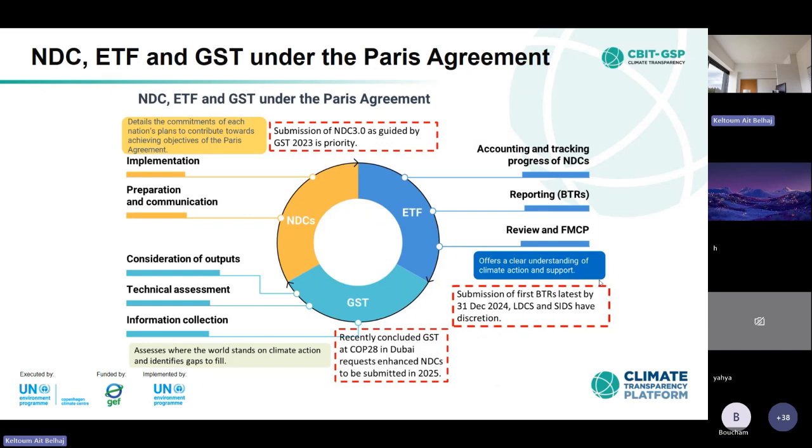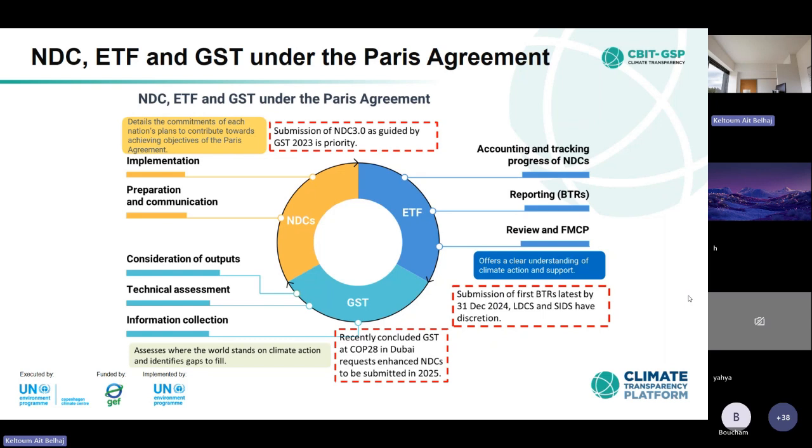As I mentioned earlier, countries here communicate what they intend to achieve: their emission reduction targets, adaptation goals, and even the support needs or the support provided for developed countries. So the next generation of NDC 3.0 should also be shaped by the findings of the global stocktake of 2023, and we will see everything about that.